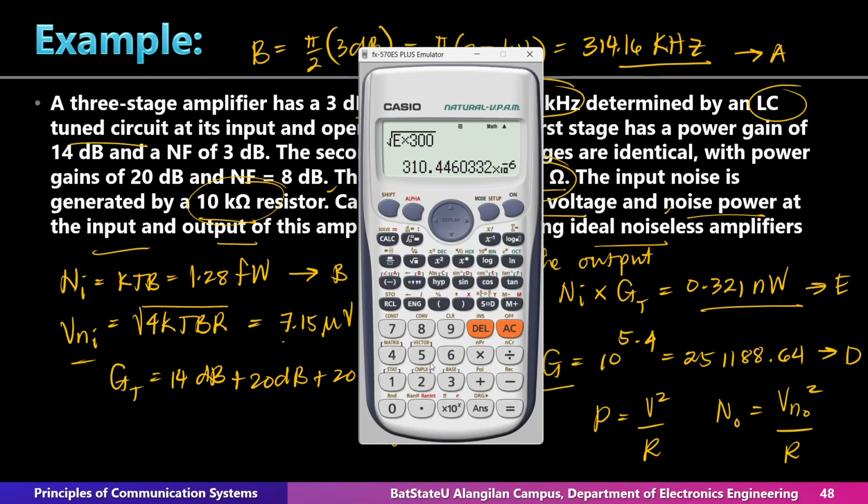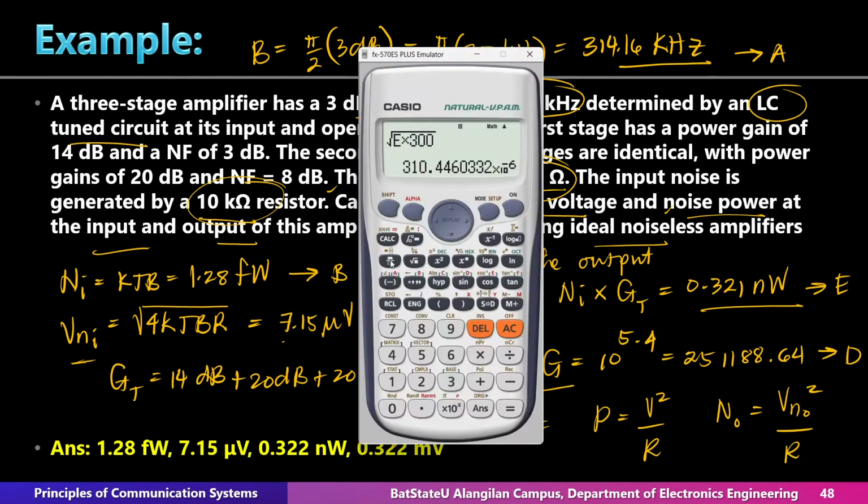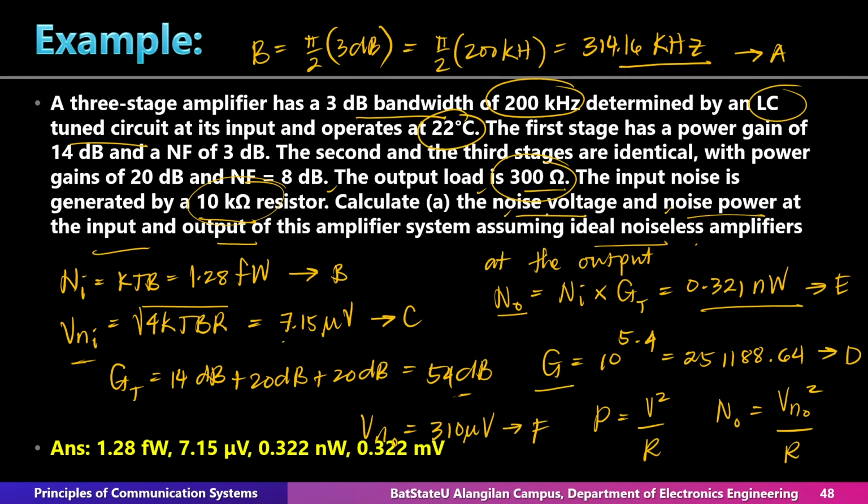Yes. Or 0.31 millivolts. Ayan. So, tama naman yung nakuha nating sagot. 1.28, 7.15, 0.322, tapos nanowatts, tapos 0.322 uli millivolts. Na ginawa nating 310 microvolts. Okay. Ito, baka gamitin natin mamaya. Store natin sa F. So, nasolve na natin yung letter A.